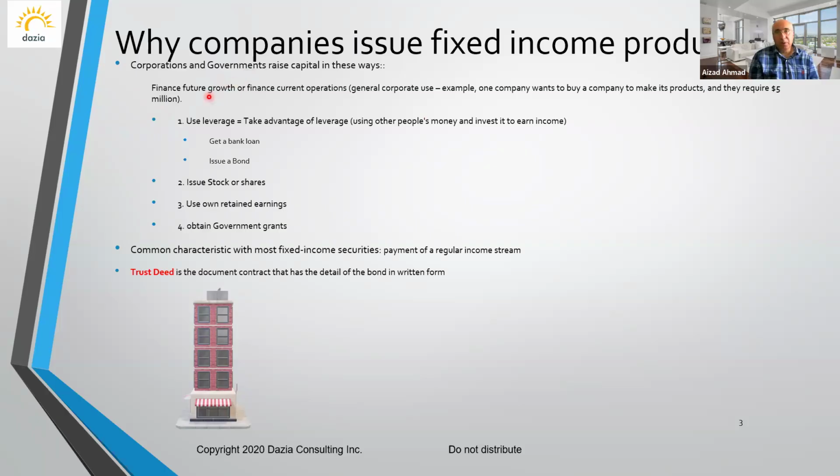So let's suppose they want to buy another company, they need $5 million. So one is to use leverage. Taking advantage of leverage means to use other people's money and invest it to earn income. One option is they can go to a bank, get a bank loan. So they can go to the banks and say, I need $5 million. Okay, they'll say, all right, give us all your statements, your information, they will look at a lot of things.